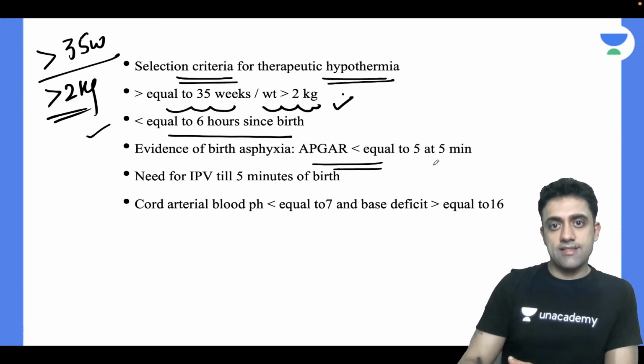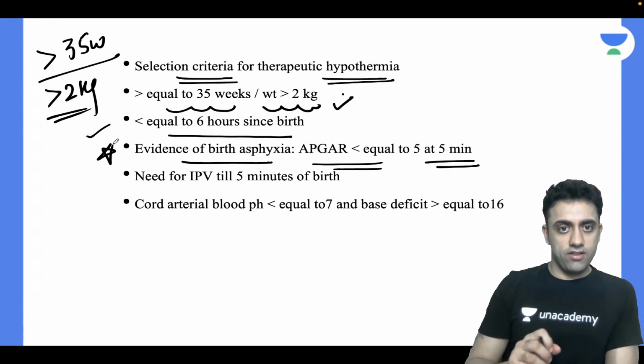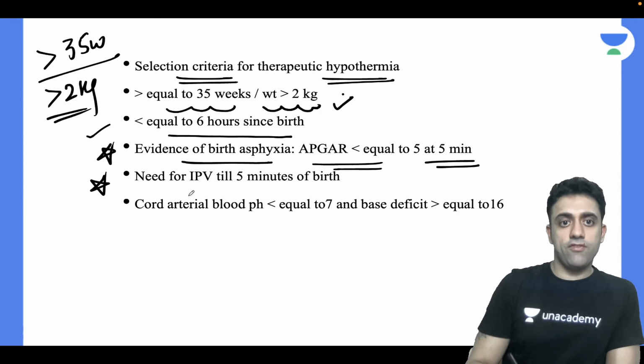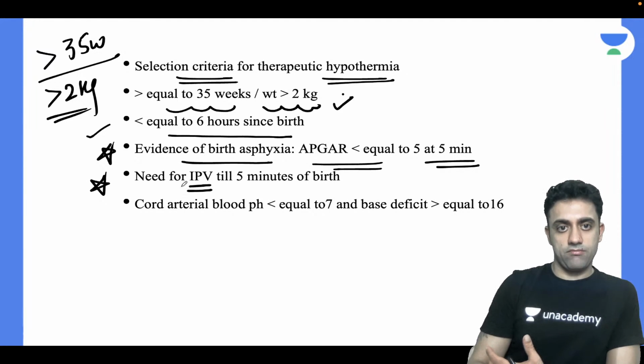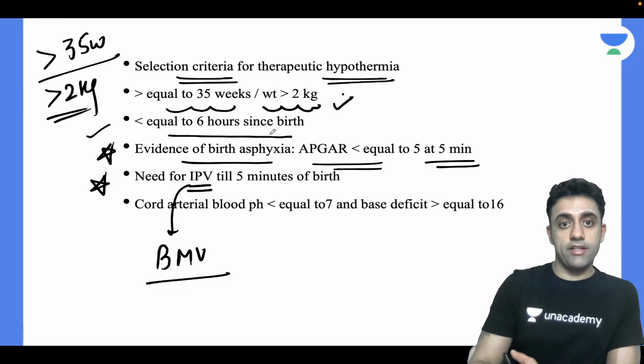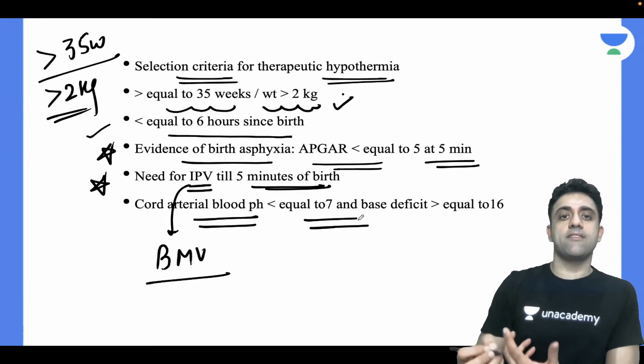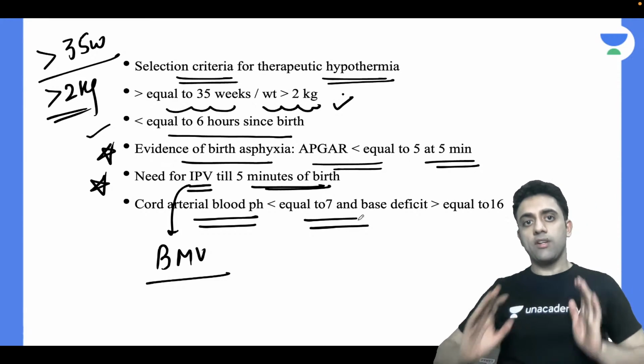Any Apgar less than 5, any evidence of birth asphyxia, any need for intermittent positive ventilation, like bag and mask ventilation, any ventilation required till 5 minutes of life. In the ABG, pH was less than 7. Are you understanding? There's nothing to cram here.